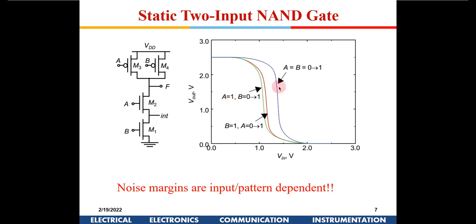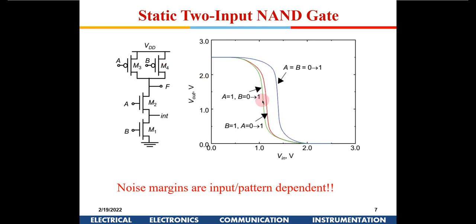So now I take a condition where A is equal to B, both are initially zero. So both of these PMOS will be on, because A is zero, and they're moving together. That means both these transistors are operating in parallel. So it is a stronger PMOS now, and hence this curve moves towards the right. Is it okay with everybody? Yeah. So because now both are moving on.